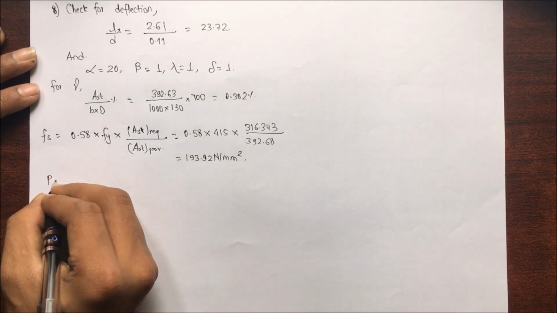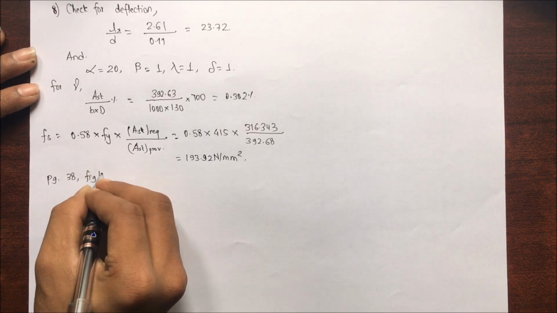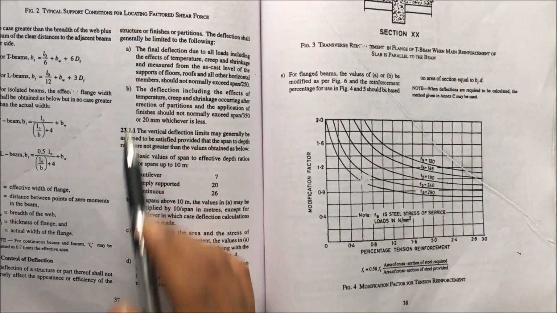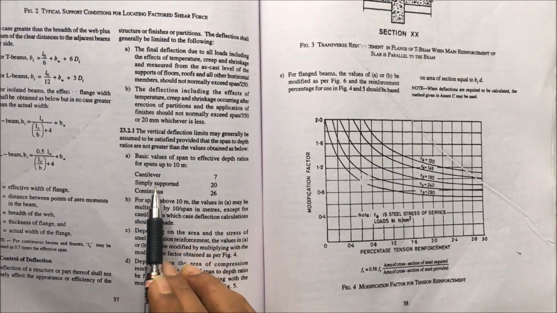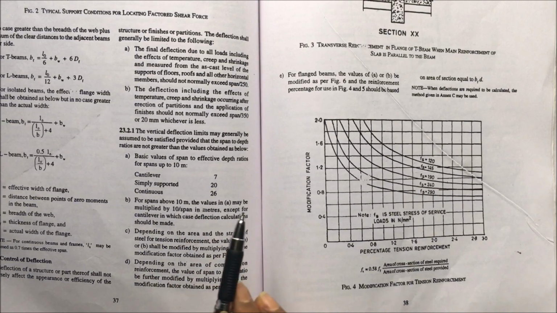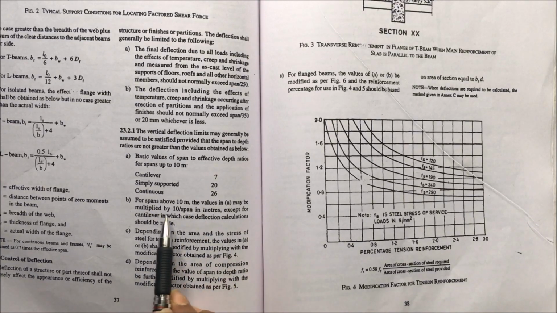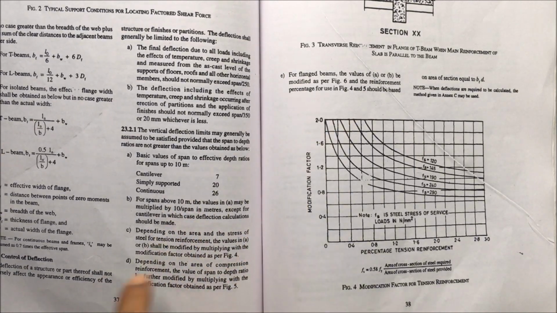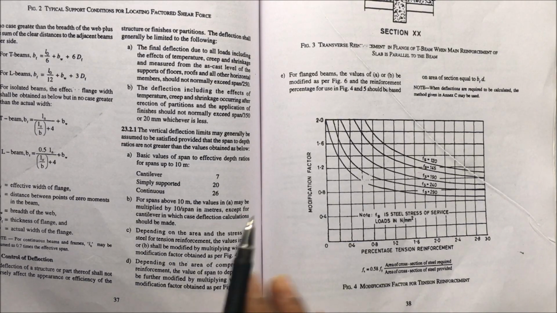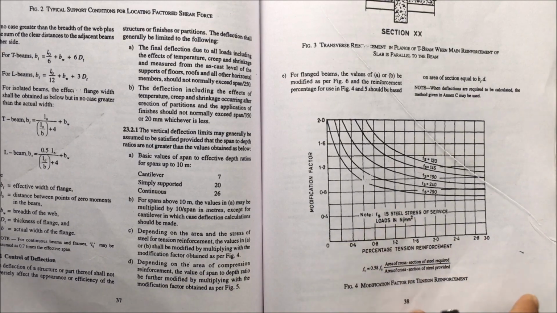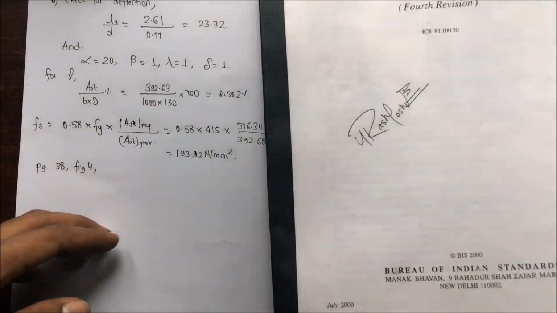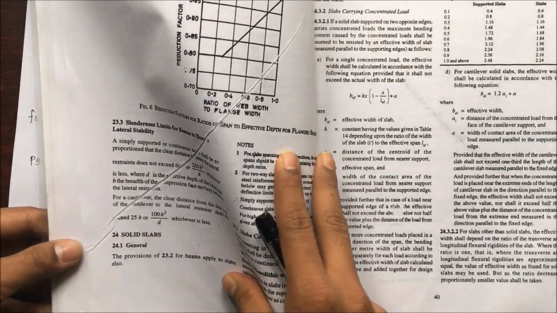So the values of alpha, beta, lambda, gamma, delta are all taken as the codal provision, page 34, figure 4 from IS 456. You can see here. So the value of all these terms, for simply supported, is taken as 20 for alpha. For a span above 10 meter, the value of alpha may be multiplied by 10 by span, but the value is not greater than 10 meter, is just 2.1 meter. So we are taking beta as 1. Similarly, the value of lambda is taken as 1, delta is taken 1, because there is no compressive reinforcement in slab. So in that case, the values are taken as 1.